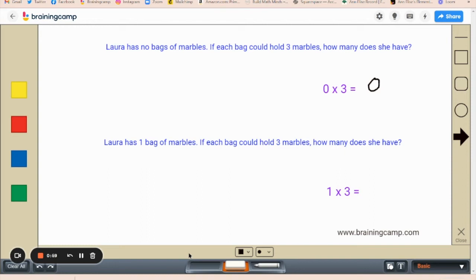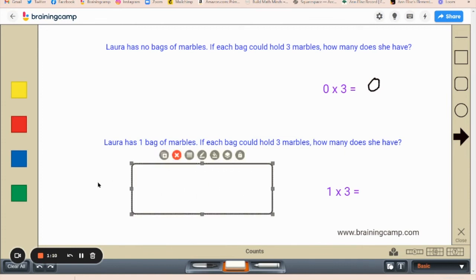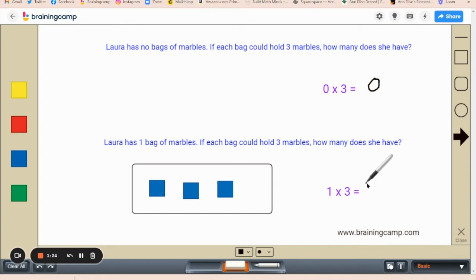But Laura has 1 bag of marbles, and if each bag could hold 3 marbles, how many does she have? Well, in this case, I can drag out a shape that would be that 1 bag of marbles. And then I can drag out some of these squares here to show the 3 marbles that are inside. So I have 1 bag and it has 3 marbles in it. How many marbles do I have? Well, I know that I have 3. So that one group of 3 ends up being 3, the quantity of our other factor.